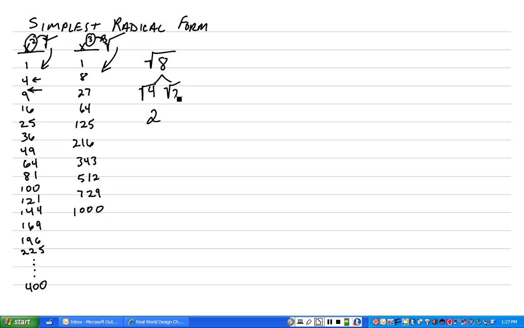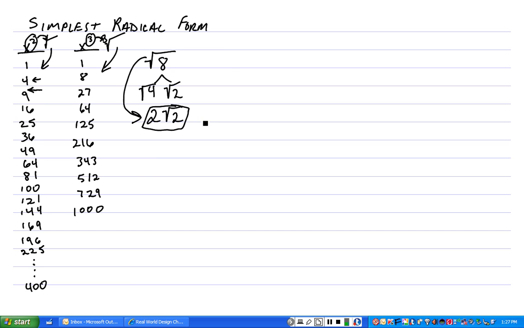2 is not a perfect square. It is not on our list. So we don't break it down any further, and we just leave it as the square root of 2. So if I took the square root of 8 and wrote it in simplest radical form, my answer would be 2 square root of 2. Alright, let's look at another one.